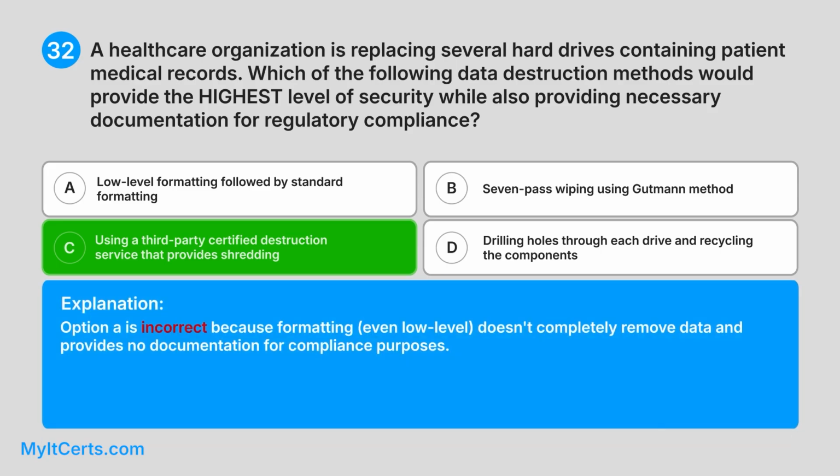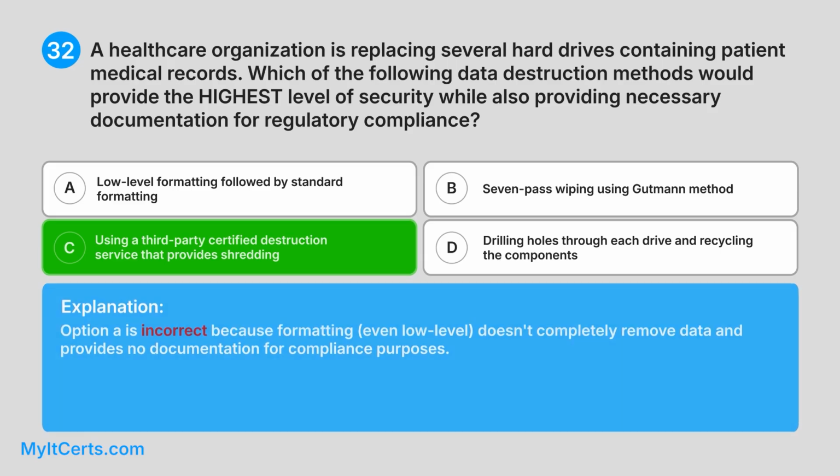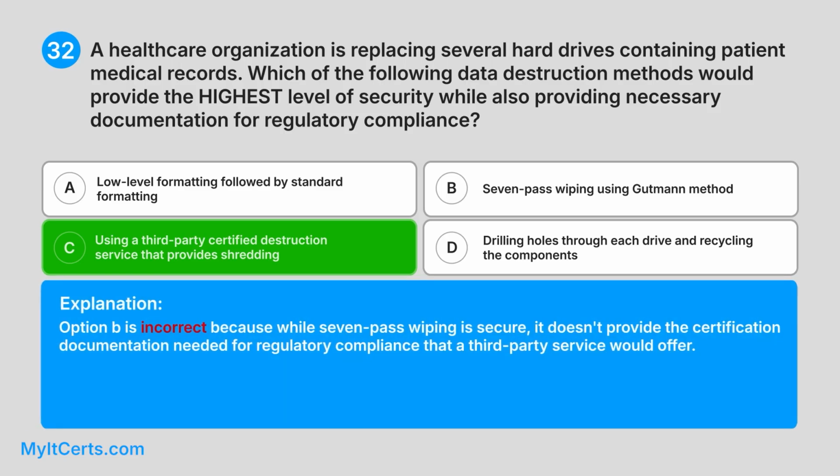Option A, low-level formatting followed by standard formatting, is incorrect because formatting, even low-level, doesn't completely remove data and provides no documentation for compliance purposes. Option B, 7-pass wiping using Gutmann method, is incorrect because while 7-pass wiping is secure, it doesn't provide the certification documentation needed for regulatory compliance that a third-party service would offer.